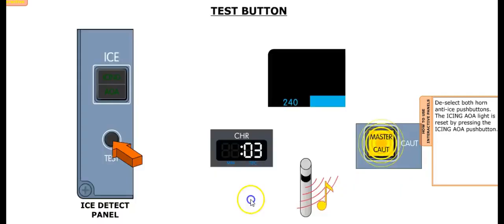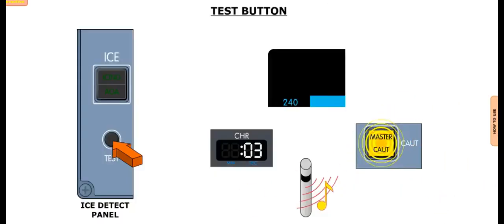The ice detection system can be tested by means of the test button located under the icing AOA push button. The button should be pressed and held for 3 seconds. During the test, the amber icing label flashes on the FMA, a single chime will sound, and both master caution lights flash.